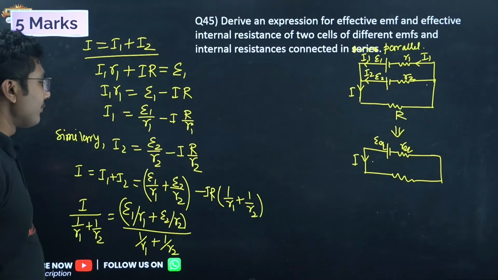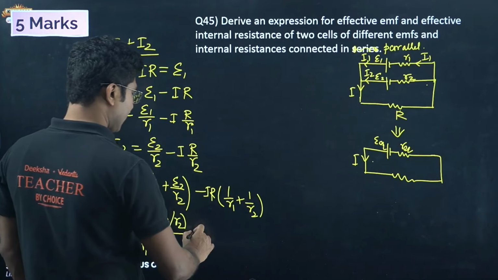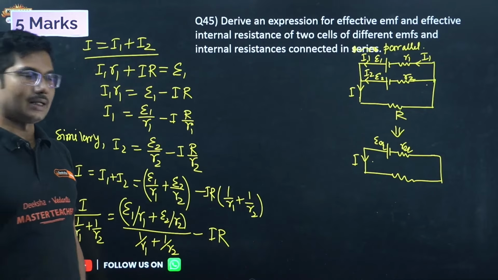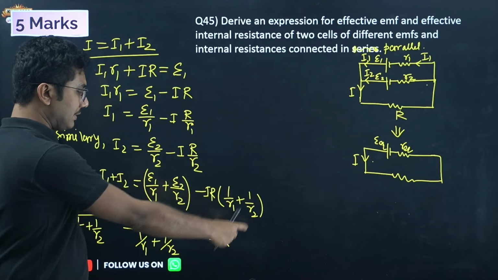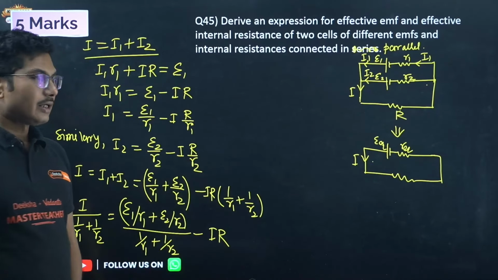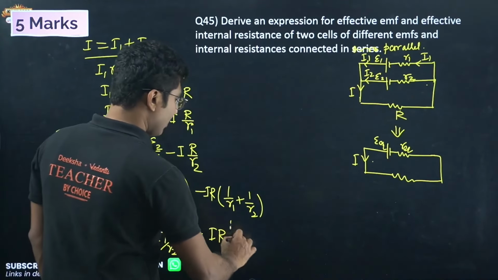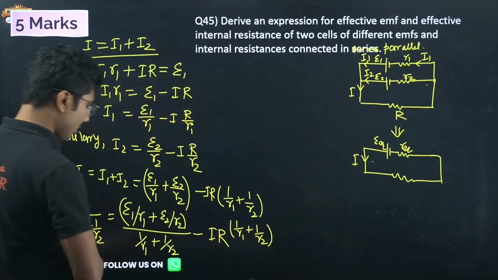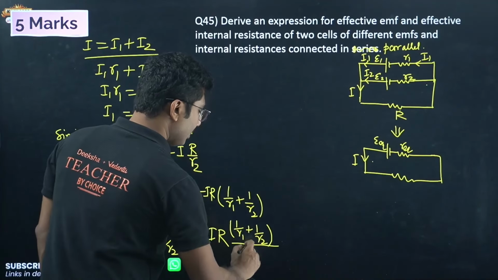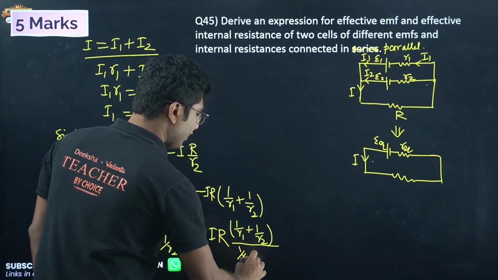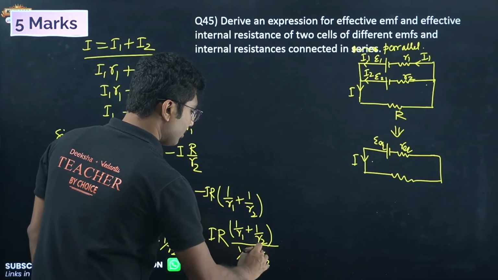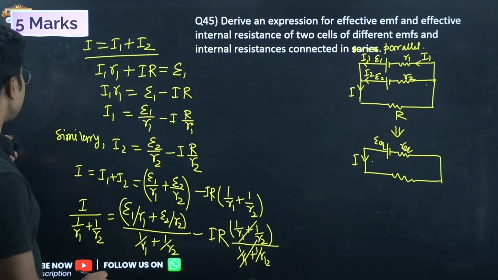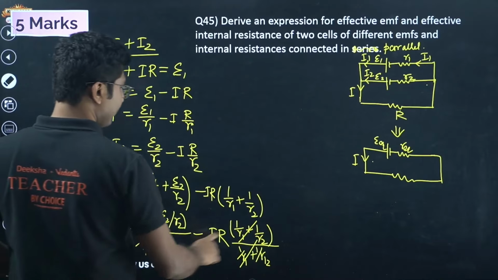We are dividing every term with 1 by R1 plus 1 by R2. So what we have in this case is minus IR, because this portion is divided, so this cancels. If you want, you can write it over here: 1 by R1 plus 1 by R2 was already there, and because we are dividing each and every term, it will also be divided by 1 by R1 plus 1 by R2. So 1 by R1 divided by 1 by R2 will cancel. That's why we have not written it, we simply ignored it.